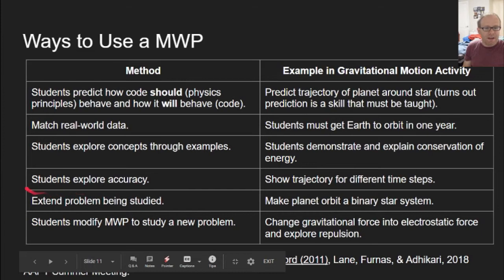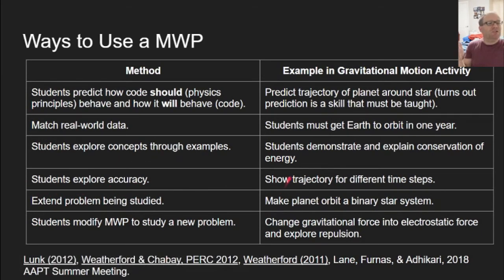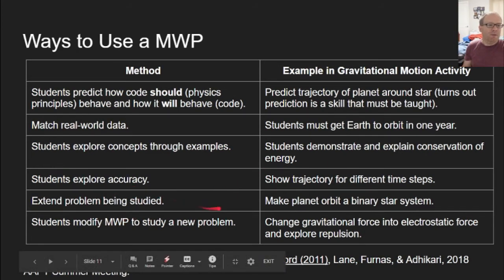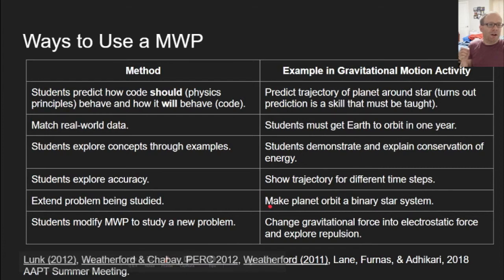The students can also explore the varying degrees of accuracy in the code. This usually, for intro mechanics, amounts to changing the time step of the code and seeing when the answers smooth out. They can also extend the problem being studied. So maybe you start out with a planet going around a star, and then you make it a planet going around a binary star system. And suddenly they've got to add more objects and more forces and more update equations.